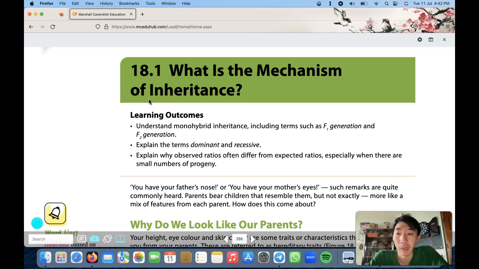Okay, so let's start by talking about the learning outcomes for this lesson. Firstly, we need to understand monohybrid inheritance, including the terms F1 generation and F2 generation. Explain the terms dominant and recessive. Explain why observed ratios often differ from expected ratios, especially when there's a small number of progeny.